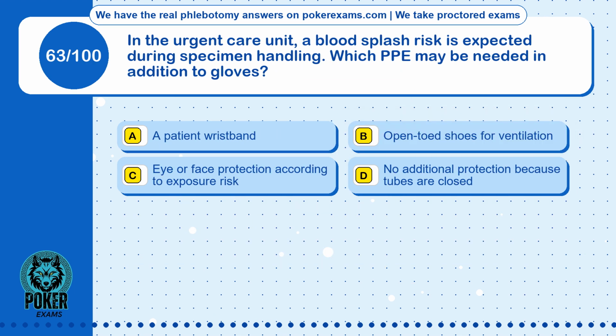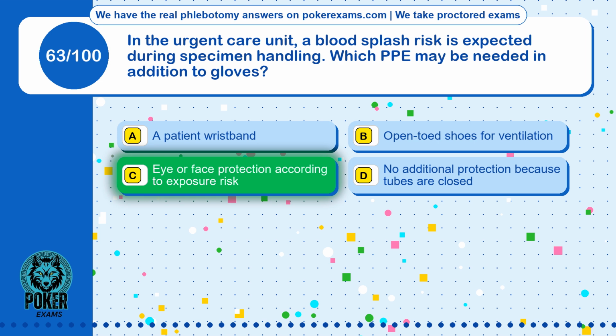Question 63. In the urgent care unit, a blood splash risk is expected during specimen handling. Which PPE may be needed in addition to gloves? Option A. A patient wristband. Option B, open-toed shoes for ventilation. Option C, eye or face protection according to exposure risk. Option D. No additional protection because tubes are closed.